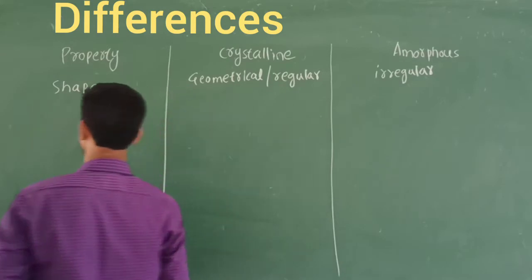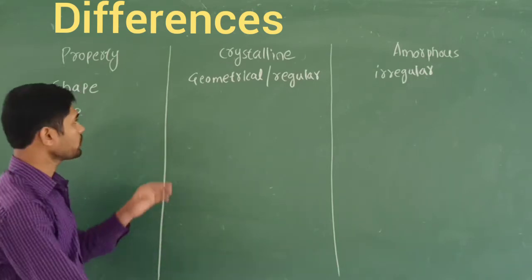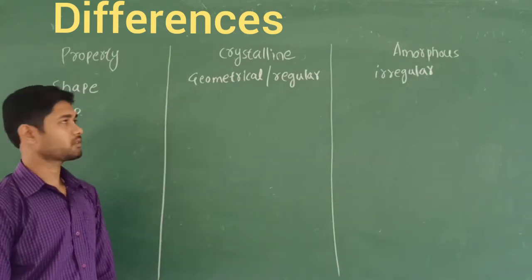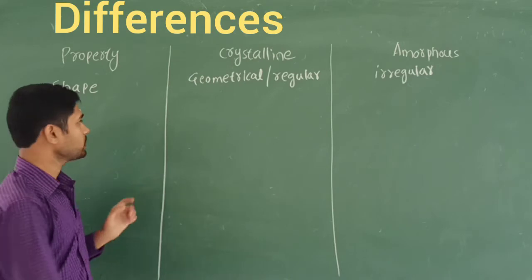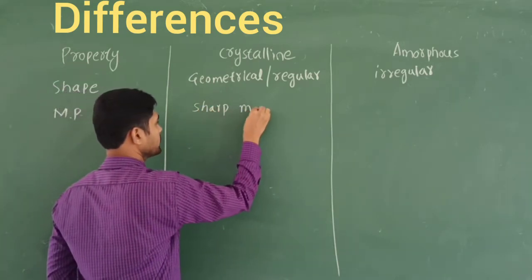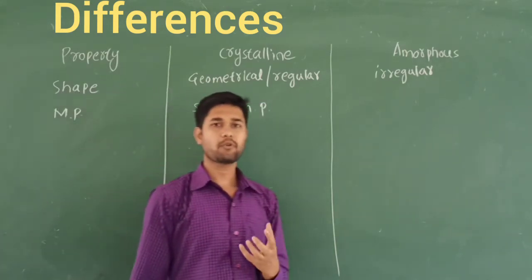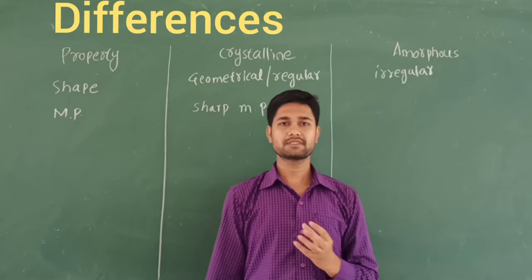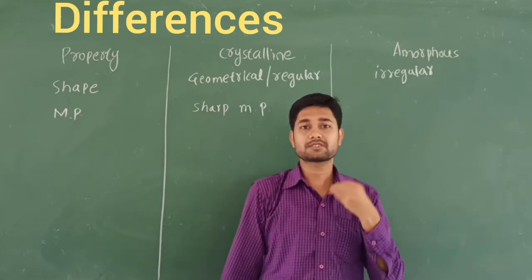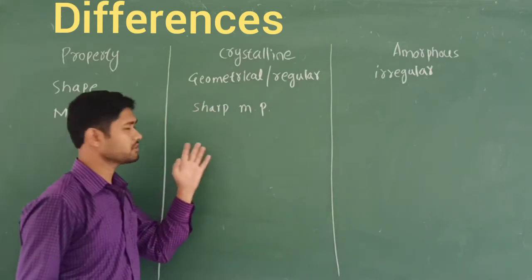So let us take one more property, that is melting point. Let us discuss the melting point of these crystalline and amorphous solids. When you look at crystalline solids, they will have a very sharp melting point. What do you mean by melting point? Melting point is the point at which the solid starts to melt. That is called melting point. So crystalline solids have a very sharp melting point.